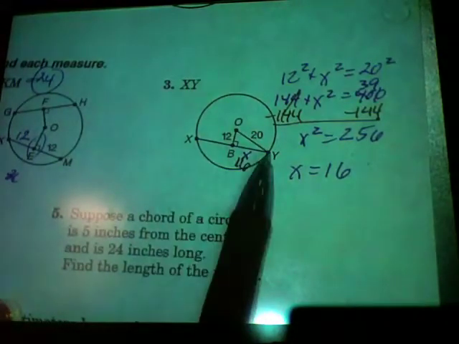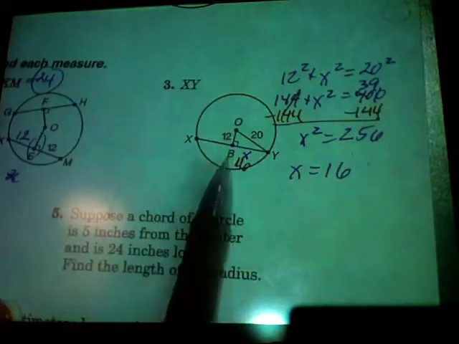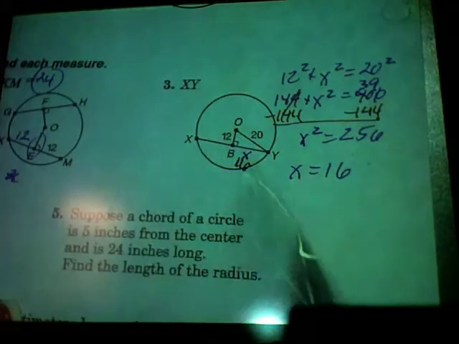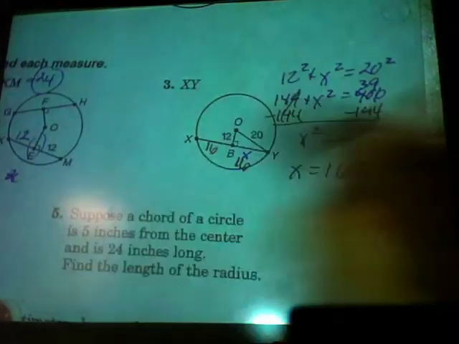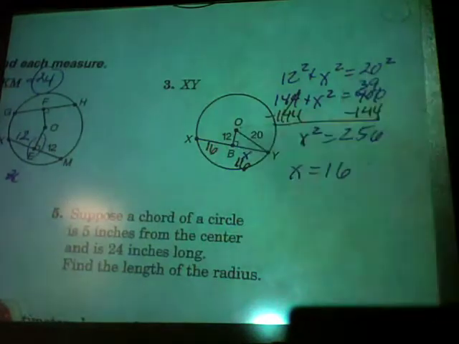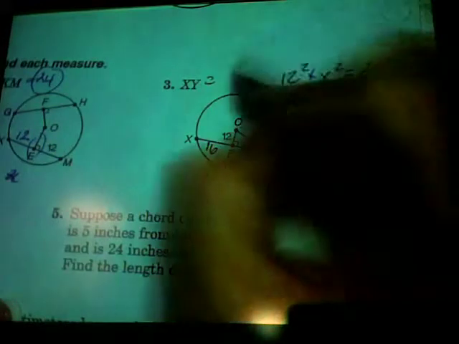and I need to find XY, what's XB? It's 16 also, because isn't it bisected, because this coming from the center is perpendicular? So what's the distance from X to Y? 32.